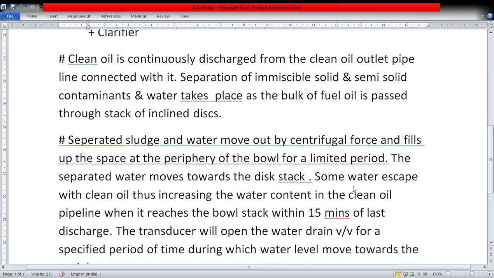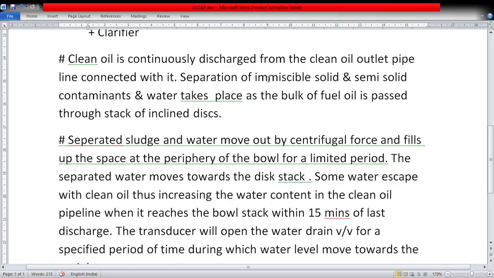Clean oil is continuously discharged from the clean oil outlet pipeline connected with it. Separation of immiscible solid and semi-solid contaminants and water takes place as the bulk of fuel is passed through the stack of inclined discs. Separated sludge and water move out by centrifugal force and fill up the space at the periphery of the bowl for a limited period. The separated water moves towards the disc stack. Some water escapes with clean oil, thus increasing the water content in the clean oil pipeline when it reaches the bowl stack within 15 minutes of last discharge.